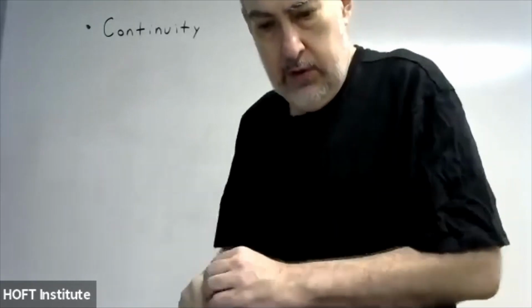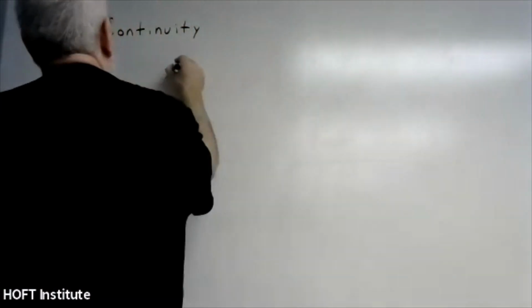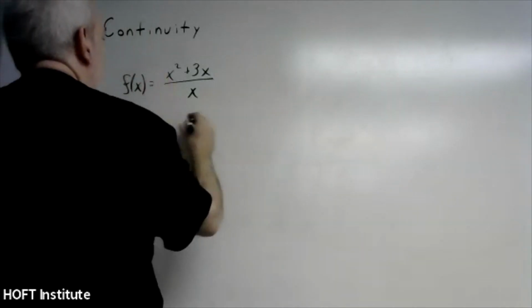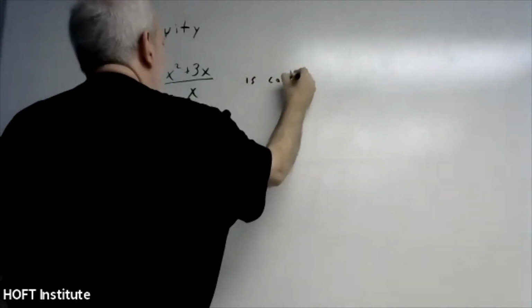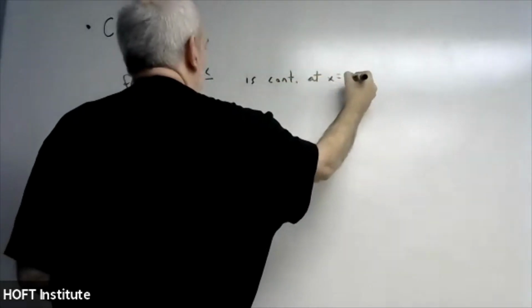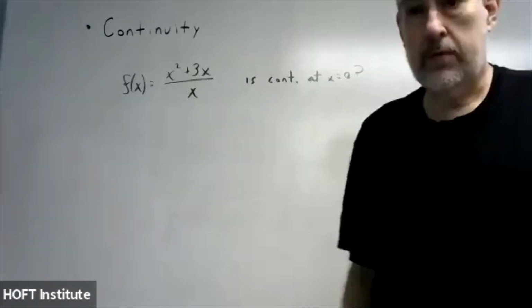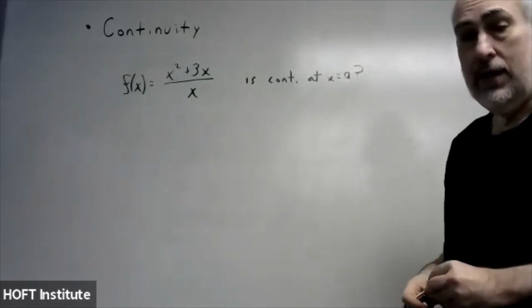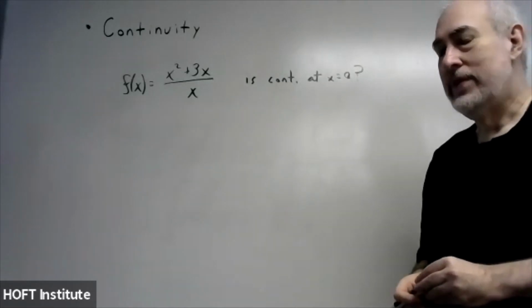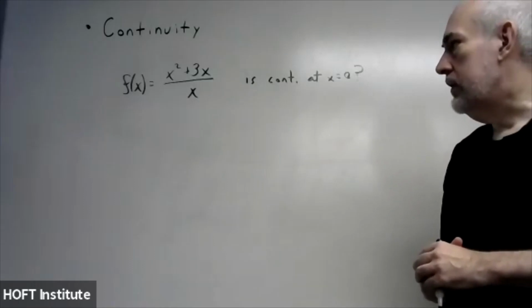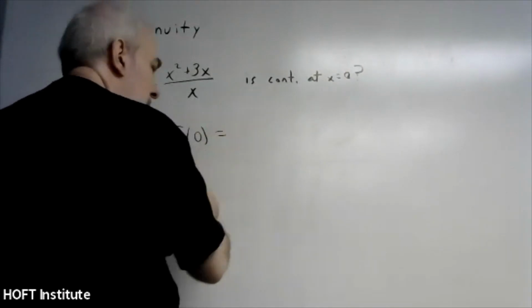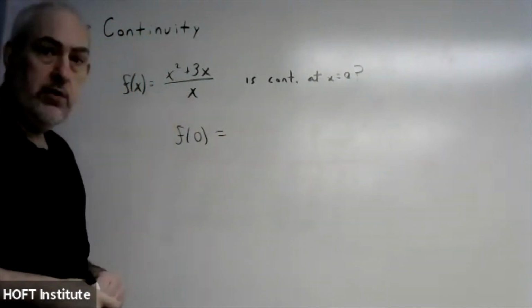Okay, the first function is going to be x squared plus 3x over x. And is this continuous at x equals 0 is my question. I just like to abbreviate the word continuous with just CONT period, because it's much quicker to write. So is this function continuous at x equals 0? Well, does f of 0 exist? If you plug in 0, you get division by 0.